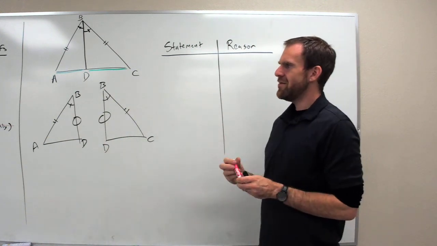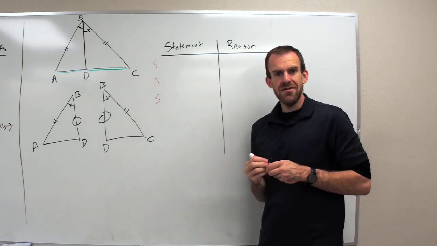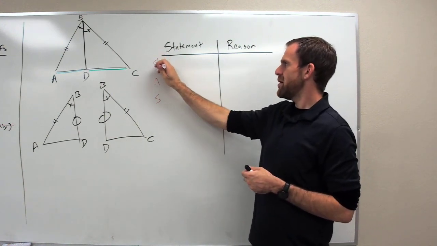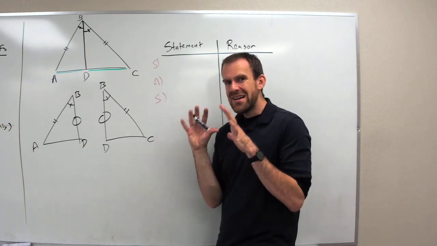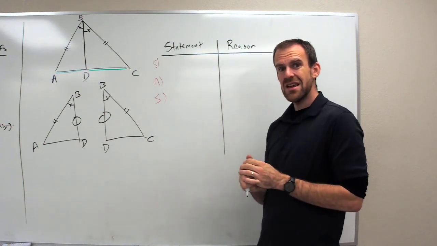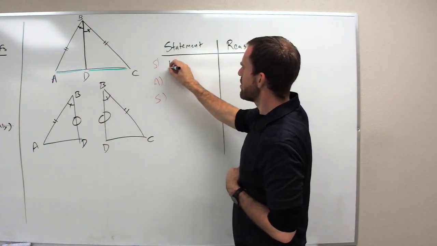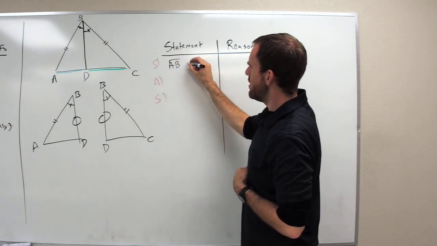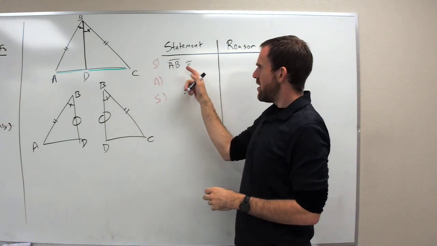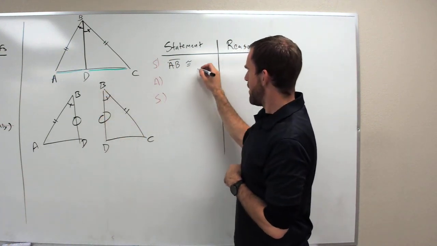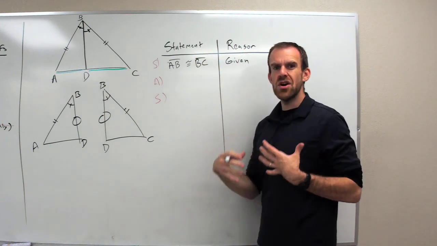Again, I've already identified that I'm using the side, angle, side postulate. So I'm going to write SAS off to the side, and then next to those, I'm going to prove each one of those things. So first, let's start with a side. Now, the easiest sides to start with are the ones that they've given you in the problem. So I know that side AB is congruent, and remember, we use an equal sign with a little wavy line to signify congruent. AB is congruent to BC.